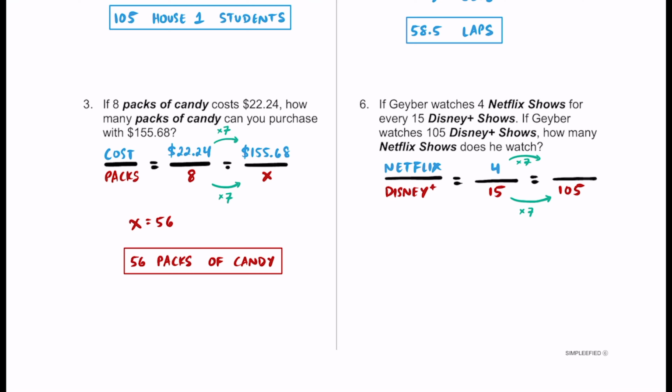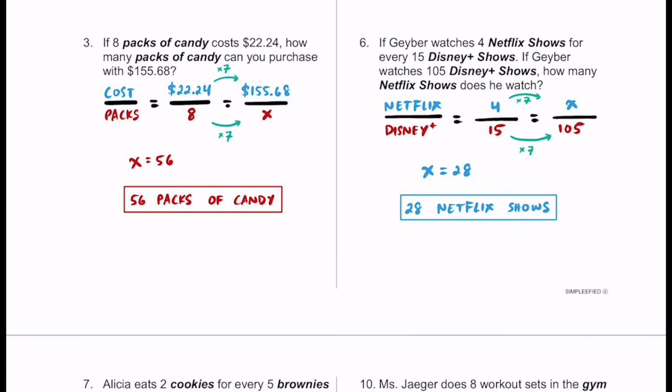Let's go ahead and figure out what this unknown would be. 7 times 4 would be 28. So we can say x would equal 28 here because 4 times 7 is 28. Keeping the same ratio, if Haber were to watch 105 of these Disney Plus shows, then he would watch 28 Netflix shows.